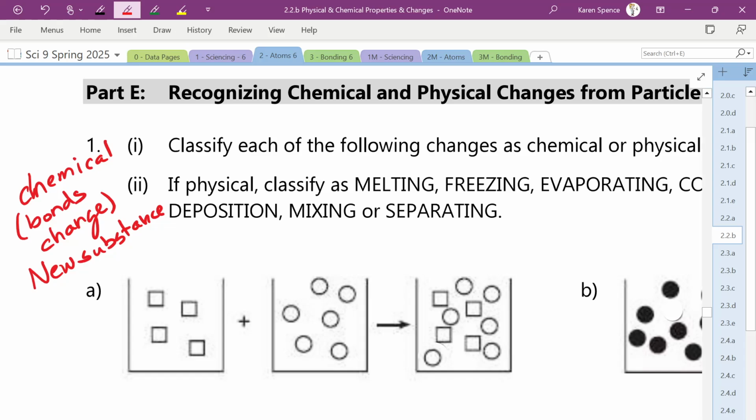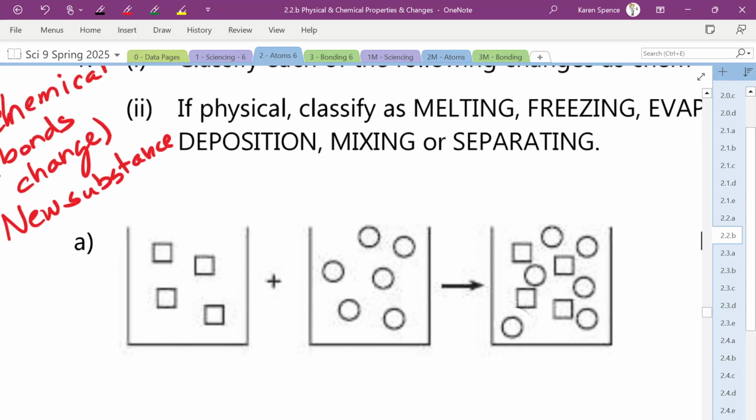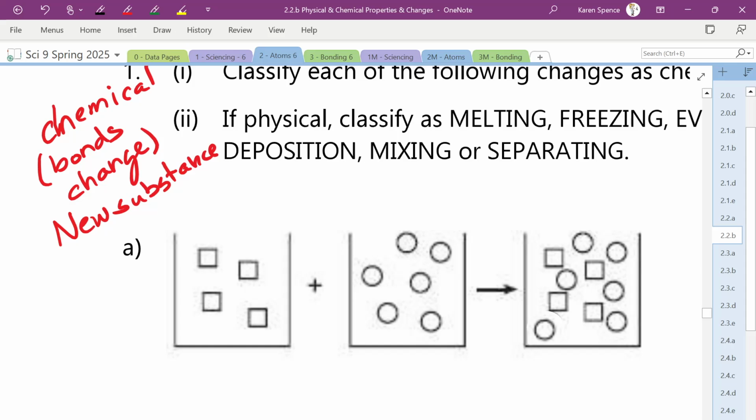So take a look at A. Does A look like a chemical change or a physical change? Have we got a new substance at the end? Or is it the same as before? Okay. Here's the substance in the first beaker. I've got some paper clips. Here's the substance in the second beaker. I have some binder clips. Now I have some paper clips mixed with binder clips. Do I have a new substance? No. So is that chemical or is it physical? This is physical.